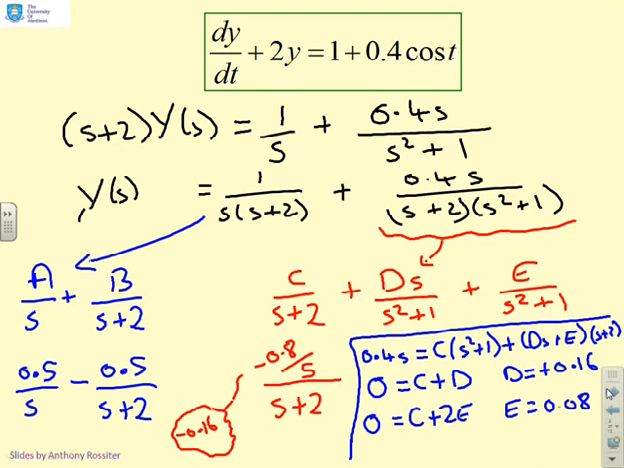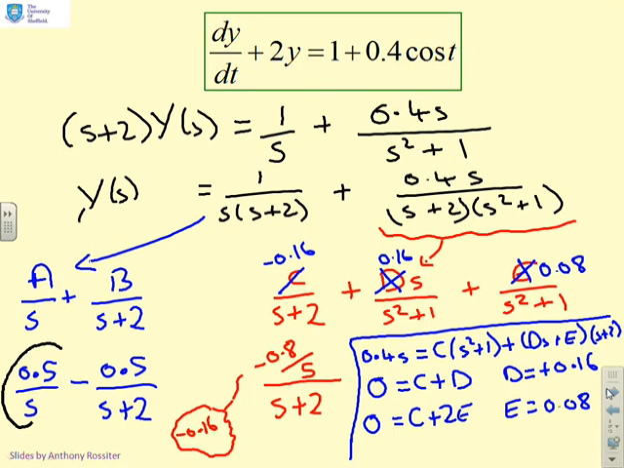So if I want to do that, I can cross this e and put 0.08. I can cross this d, put 0.16. I can cross this c and put minus 0.16, and then inverse Laplace is by inspection. So I'll circle all the terms you've got in case you've forgotten.